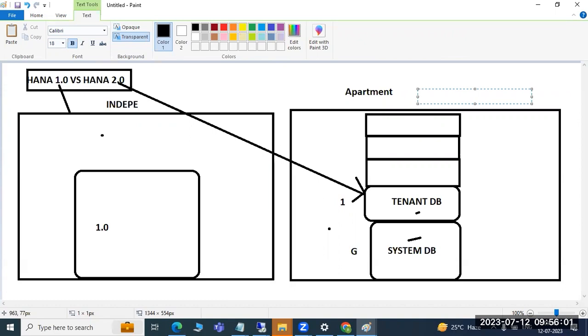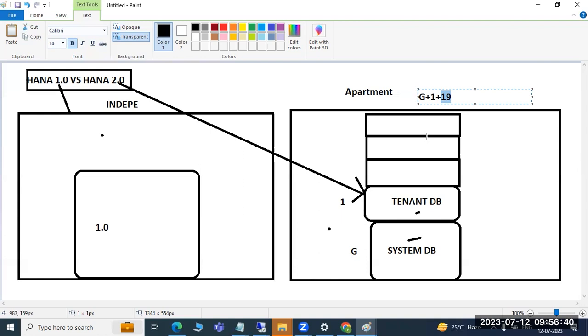By default you will get the ground floor and the first floor, that is one tenant. Apart from that you can get 19 tenant databases, meaning 19 floors we can build on top of one OS. But in HANA 1.0 there is no concept of system DB and tenant DB; separately you have to install it. That is the concept of 1.0. This is the concept of HANA 2.0. By default you will get one system DB and one tenant DB.